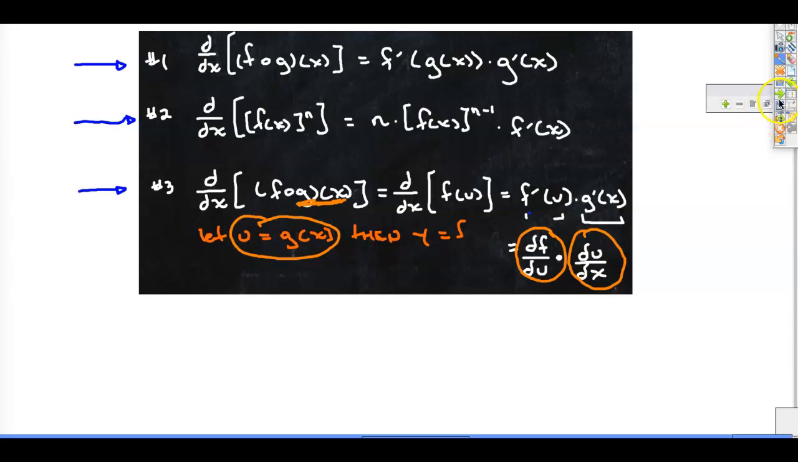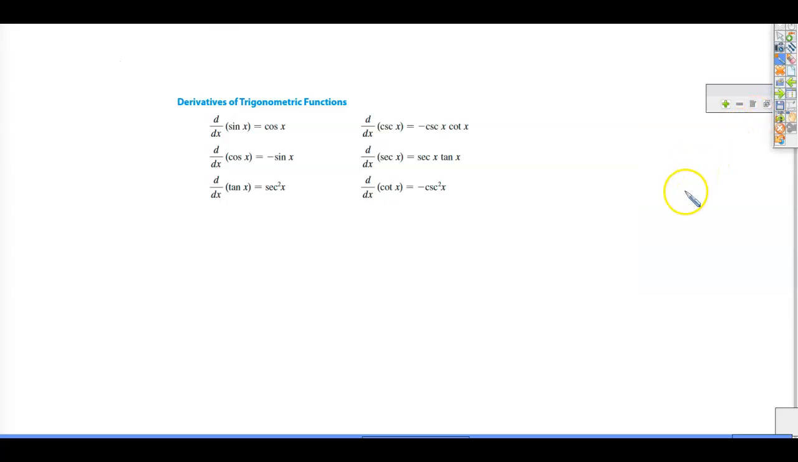Now, also, what I've decided here is that you need to have the derivative of sine x memorized, the derivative of cosine x memorized, and the derivative of tangent x memorized, and then I will provide you with the following 3. And so it's the compromise that I'm at right now.